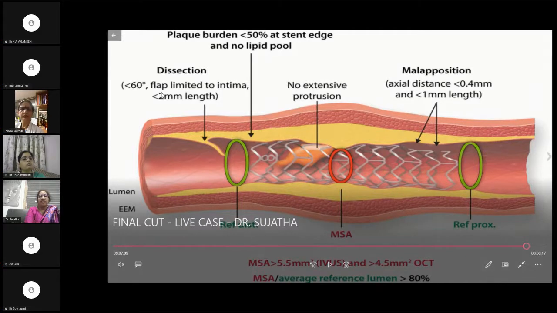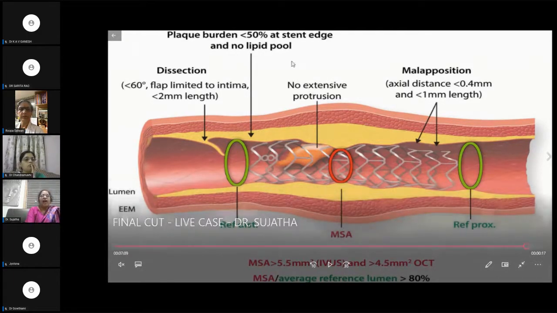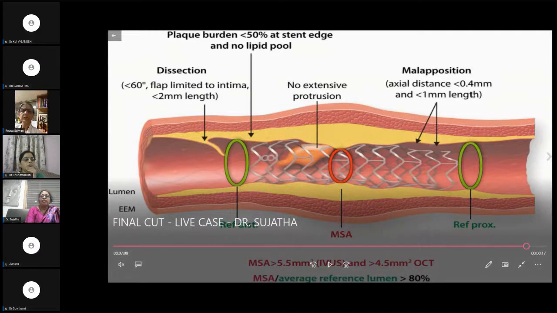And dissection we know, and we have to see that there is no plaque protrusion and malapposition. As I told you, if it is more than 0.4, or if it is extending more than 1 millimeter in length, we have to correct it. And this is what happened in our case. It was more than 0.4 and it was 5 millimeter in length.